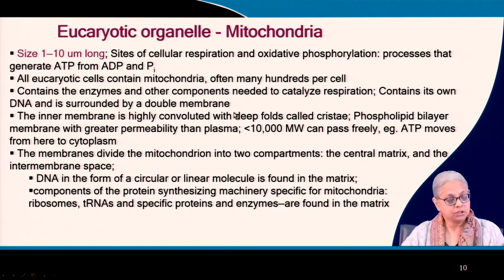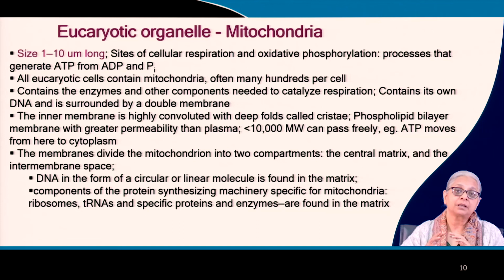Then you have phospholipid bilayer membrane, which has higher permeability than the plasma membrane. So that's another advantage. Molecules less than 10,000 molecular weight can pass in and out freely, and ATP has to move in and out of this cytoplasm of the mitochondria. So we're dealing with something that's very different from the prokaryote.